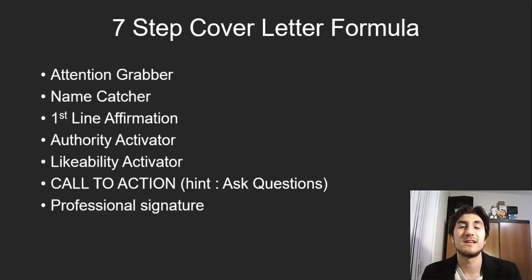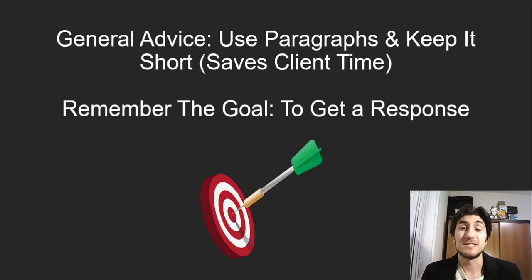So I like to call it the cover letter formula, and it includes the attention grabber, the name catcher, the first line affirmation, the authority activator, likability activator, call to action, and professional signature. So as a general rule, you want to be using paragraphs and you want to keep it short. You want to save the client time, because you got to remember that we're contacting business owners here. Business owners don't have that much time, so you want to save them time. And also you want to remember the main goal when you're using a cover letter or proposal, and it is to just get a response. You don't want to be closing at this point. You just want them to respond to your cover letter.